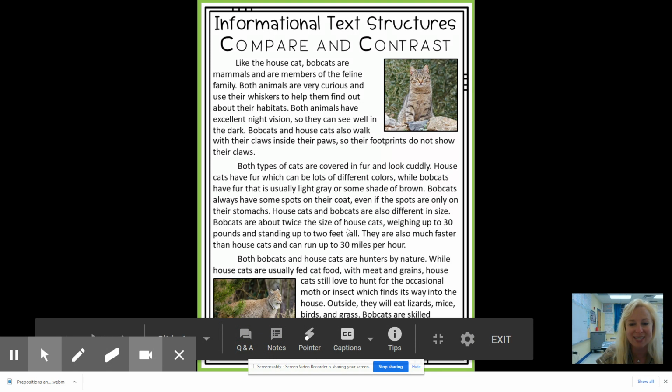Bobcats are about twice the size of house cats, weighing up to 30 pounds and standing up to 2 feet tall. They are also much faster than house cats and can run up to 30 miles per hour. Both bobcats and house cats, and there's both again, the clue word, are hunters by nature. While, there's another clue word, house cats are usually fed cat food with meat and grains. House cats still love to hunt for the occasional moth or insect which finds its way into the house. Outside, they will eat lizards, mice, birds, and grass.